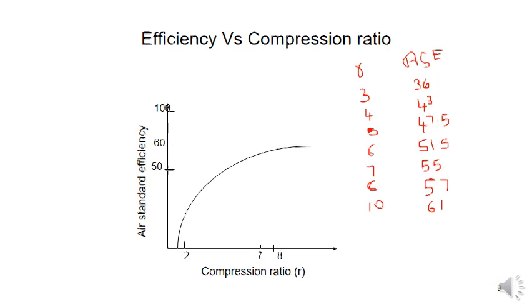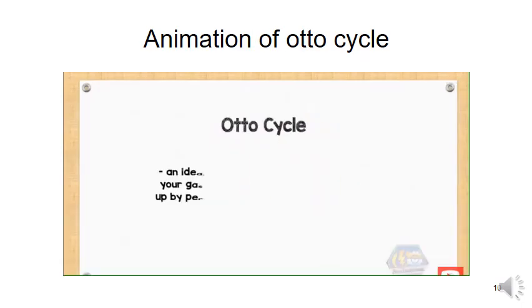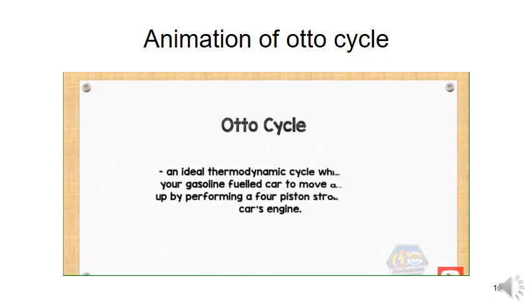Next. Today's topic is the Otto cycle. The Otto cycle is an ideal thermodynamic cycle which makes the car move and speed up by performing 4 piston strokes of the car's engine.